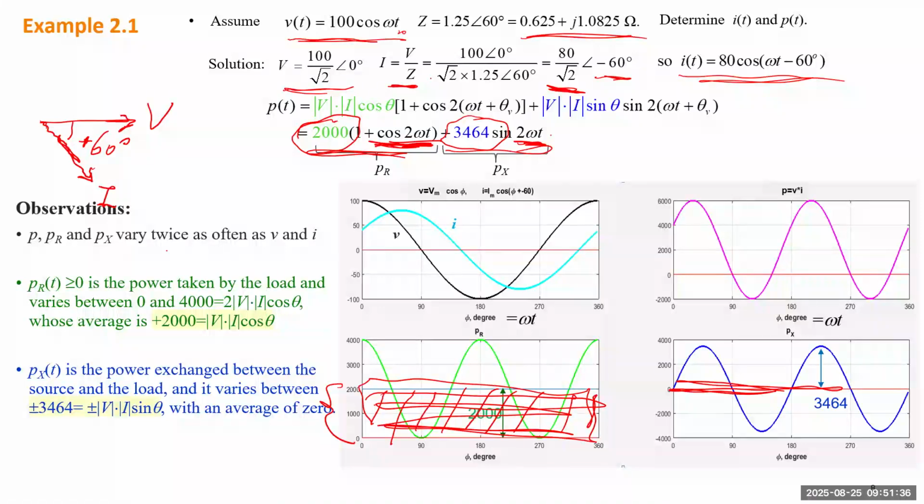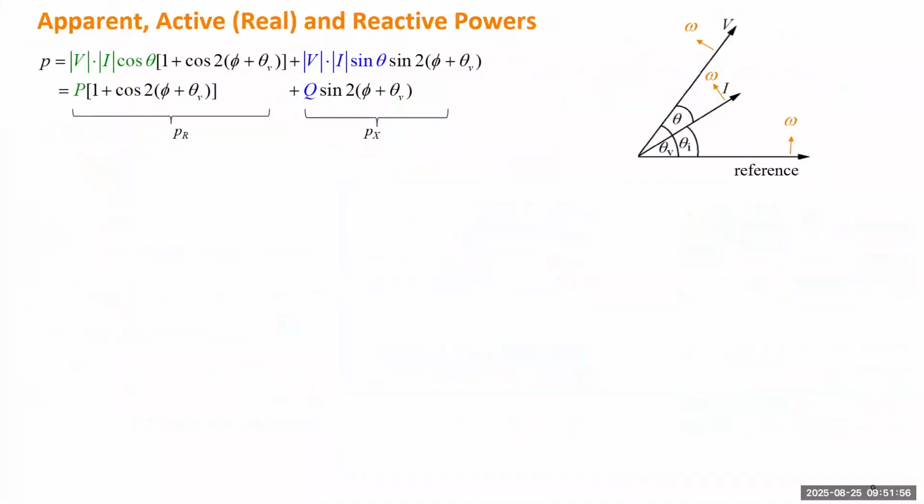So if you integrate this area and that area, that's exactly the same. So you just temporarily consume some power, but then will give power back. Okay, so the blue waveform, the PX, actually indicates a certain pattern of how this load exchanges energy with the source, but the average is 0. Okay, yes, let's maybe finish this one.